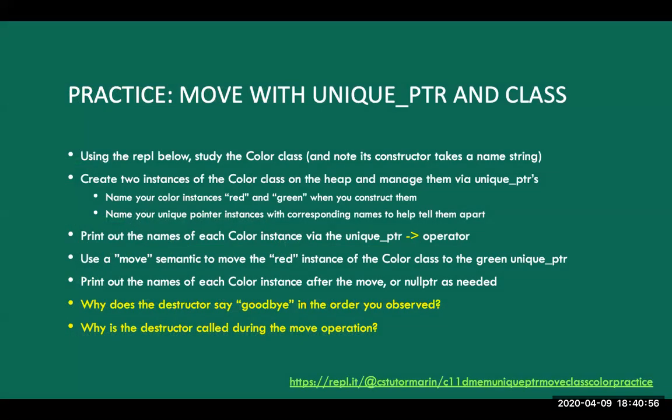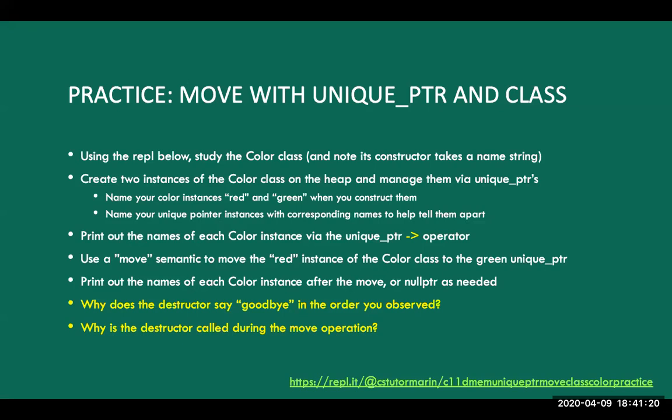So what we'd like you to try to do, and see if this makes sense to you, it's a little bit involved. I'll get you the links to these in chat in just a second. But the idea here is we'd like to create two classes of colors on the heap and have them managed via unique pointers. And we'll name those red and green. And then we're going to print out the names of the colors via the arrow operator, right?